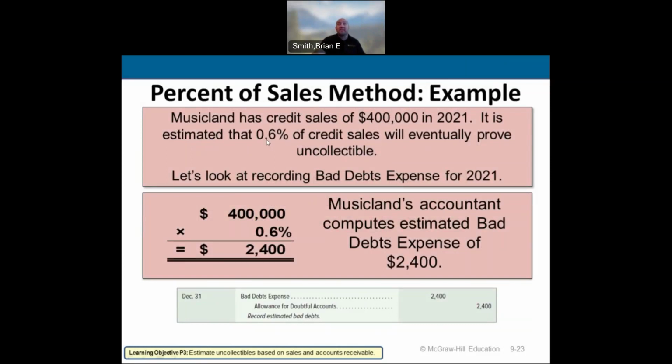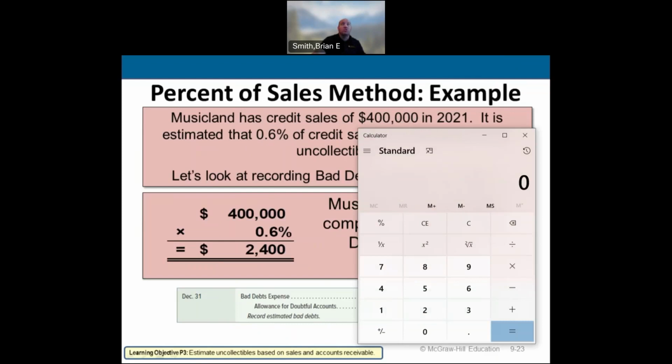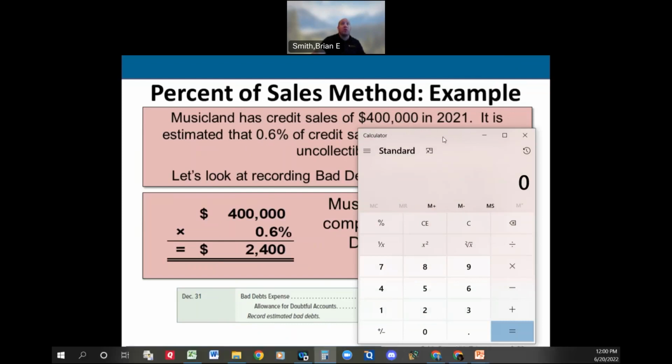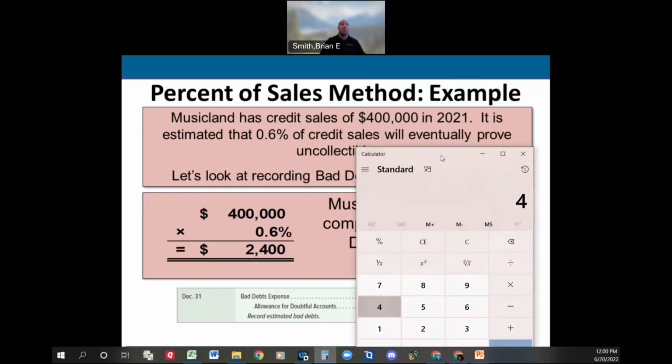0.6%. This is 0.6%, okay? Not 6%, and certainly not 60%. So we're going to take this $400,000 and multiply it using a calculator. Let me pull up my calculator. It's kind of been closed. $400,000. We're going to take this decimal version, okay? And we're going to multiply it.